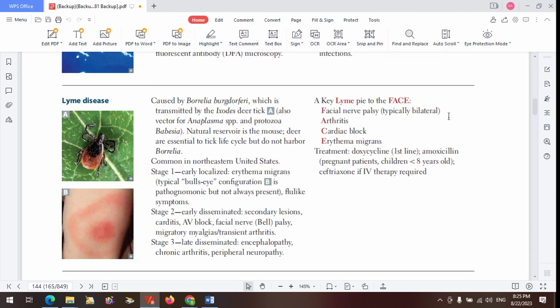Lyme disease. That is a disease that is caused by Borrelia burgdorferi, which is one of the spirochetes. The vector is the Ixodes deer tick. We said in addition to transmitting Borrelia, it can transmit two other things: anaplasmosis and babesia. Babesia is like white man's malaria. The basic presentation of babesia is just fever and hemolytic anemia.